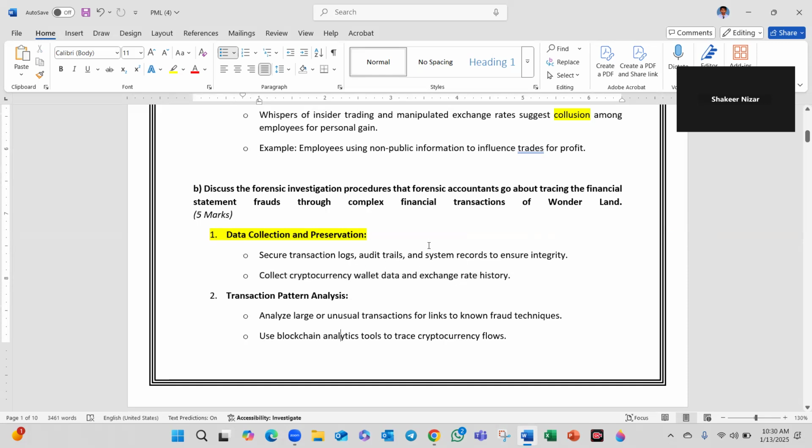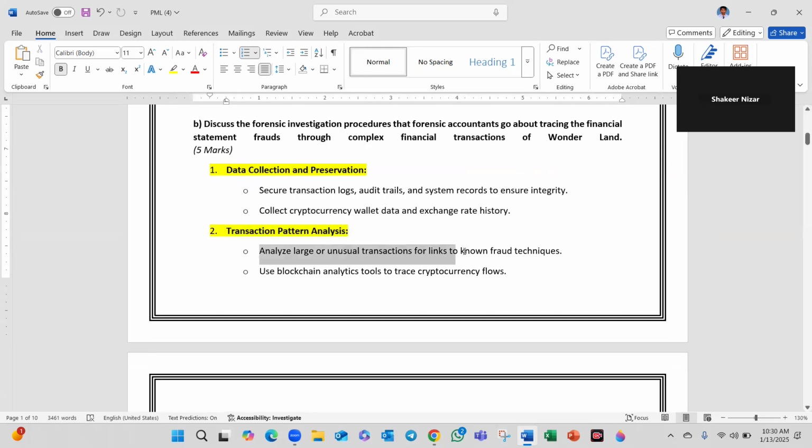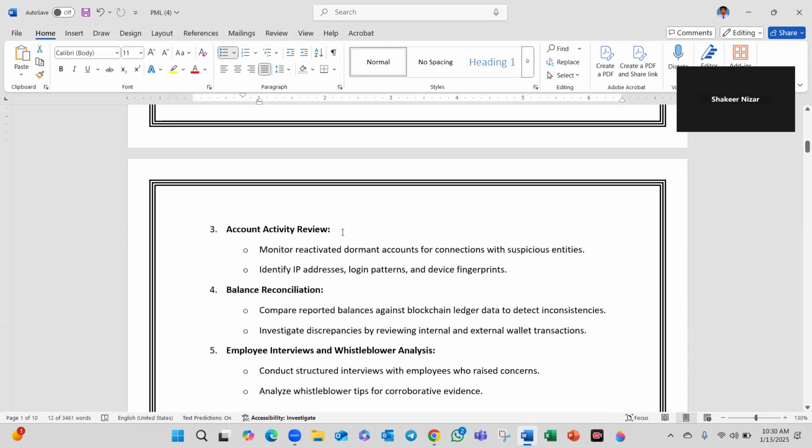We analyze the transaction pattern. After collecting the data, we analyze the pattern. Do a trend analysis, plot it in Excel, and analyze large unusual transactions for links known for techniques. Use blockchain analytics tools to trace cryptocurrency flows, account activity review.